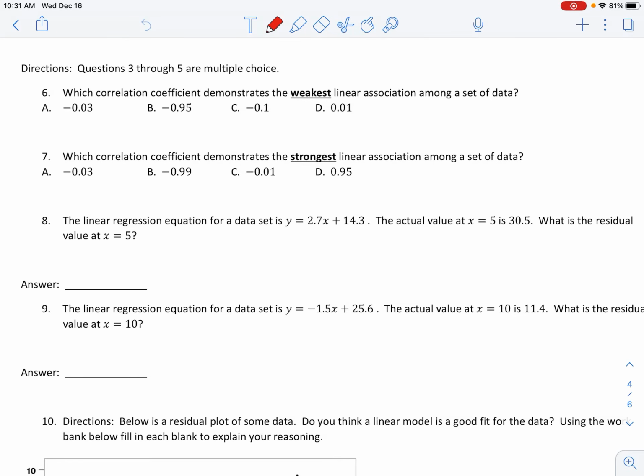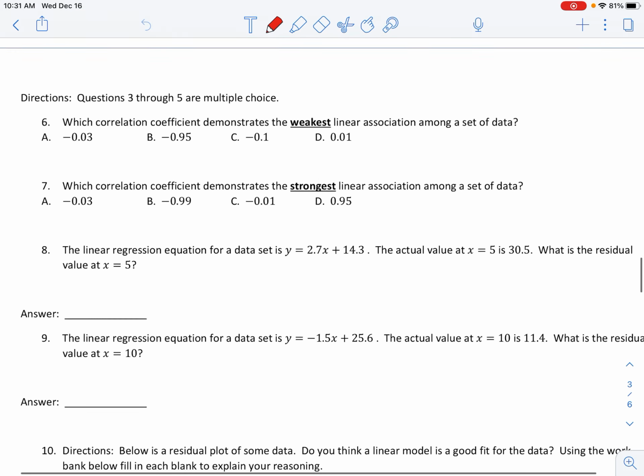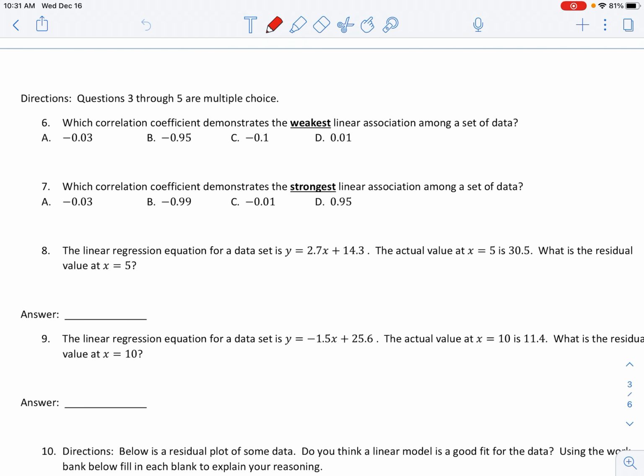Okay, for questions 6 and 7, we are taking a look to see which one is the weakest and the strongest correlation coefficient. Weakest R value, strongest R value. Remember, the closer you are to 0, that means you have a weak linear association. Then the closer you are to, say, positive 1 or to, say, negative 1, you have a much stronger correlation value, your correlation coefficient. You can only fall in between 1 and negative 1. You cannot be outside of those, okay?